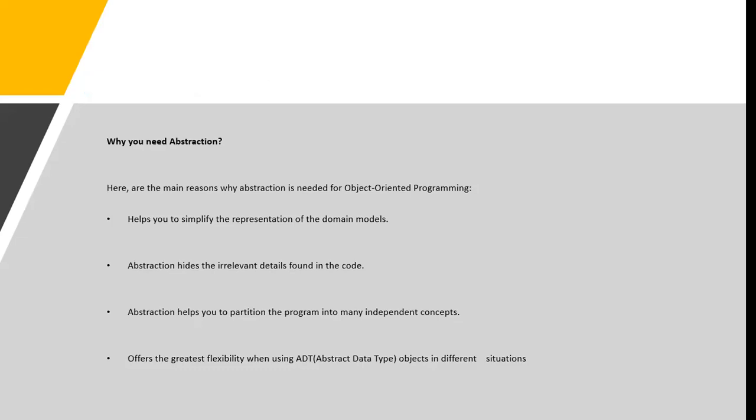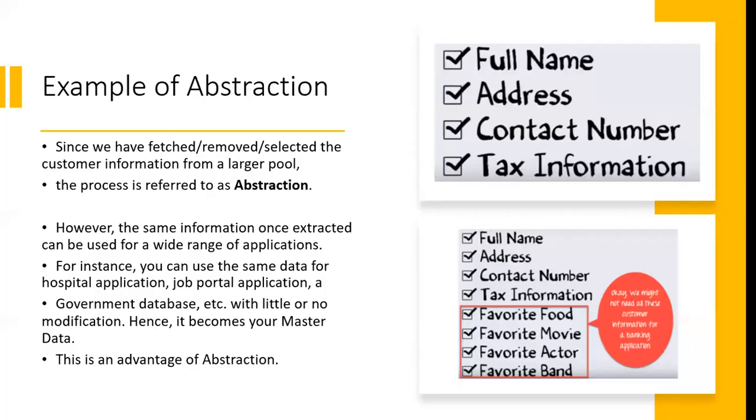Why do we need abstraction? It helps you simplify the presentation of domain models. It hides irrelevant details found in the code, and it helps partition the program into many independent concepts, and also offers great flexibility using abstract data type objects in different situations. So what I have here is an idea of exactly what we are talking about.